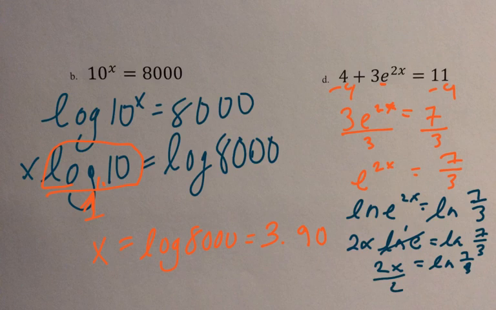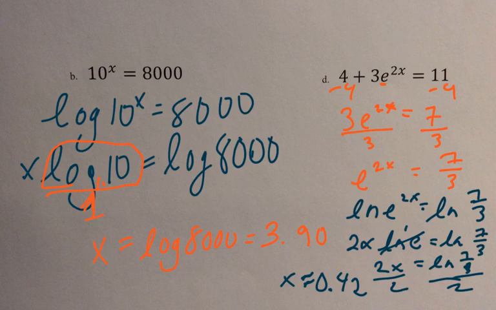So we're going to divide both sides by 2 to solve for x. When we do that, we're going to do natural log of 7/3 all of that divided by 2, and that will give us our result. And our result rounded to the nearest hundredth is 0.42.